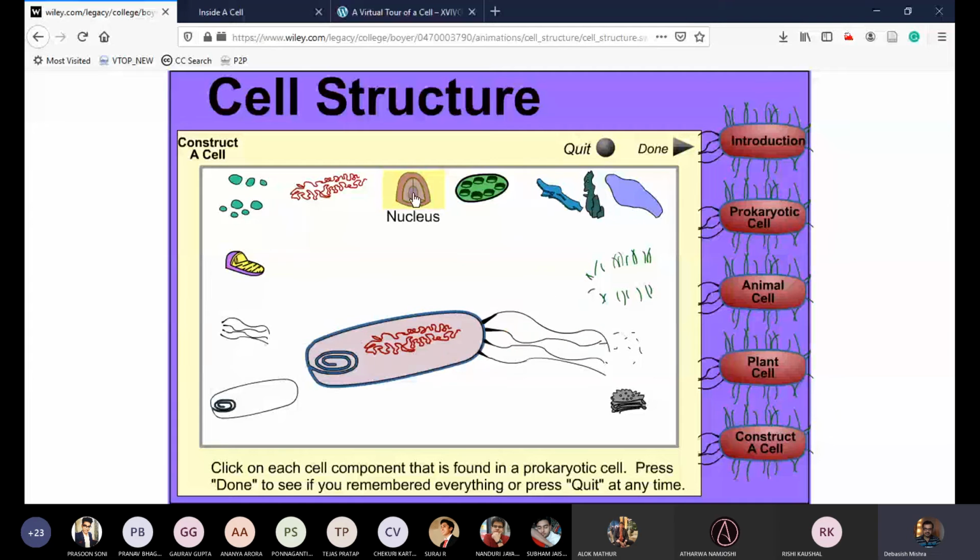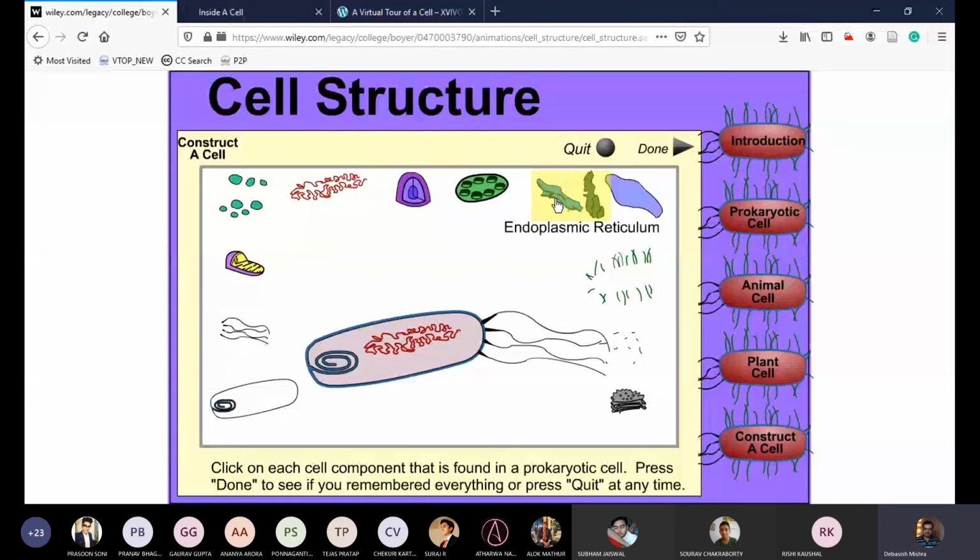Can we take chloroplast? No, sir. But we know some bacteria are photosynthetic, isn't it so? Chloroplast is a part of plant cell. Some bacteria are photosynthetic, but they have their photosynthetic machinery inside the cell. They don't have a specific organelle for it.